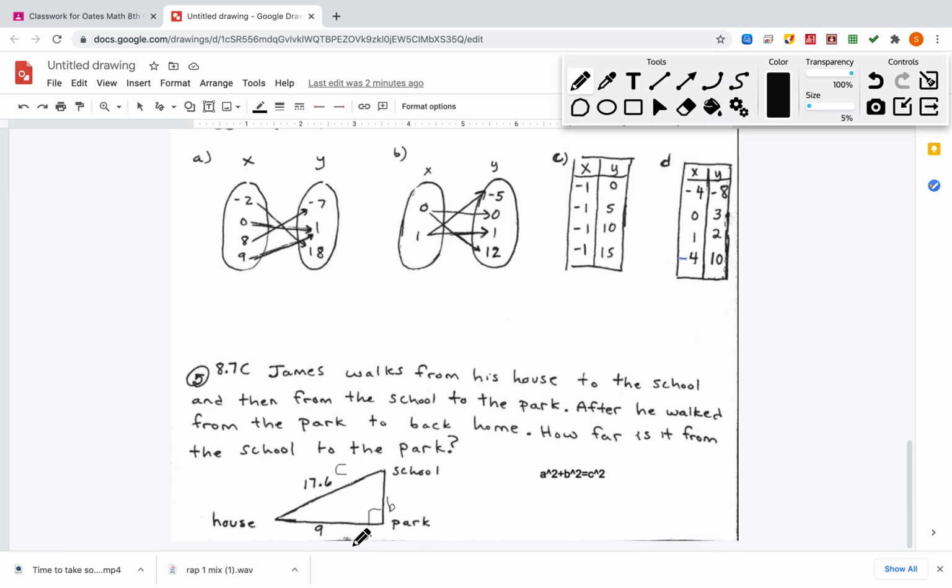So right now we have to ask ourselves, what do we know? Do we know a and b, or do we know a and c? And I know a is 9, I don't know b, and I know c is 17.6. So I know a and c. So for a squared, I'm going to put 9 squared. I still don't know b, so I'm going to put plus b squared equals c squared, which is 17.6 squared.